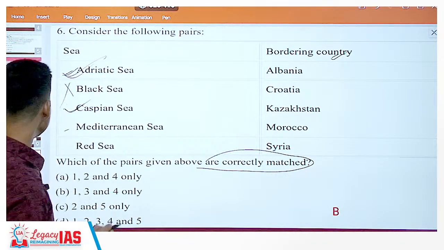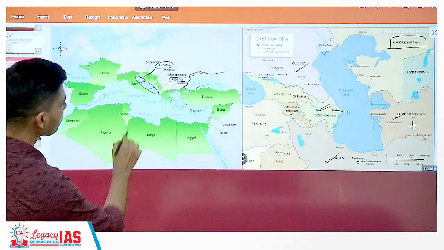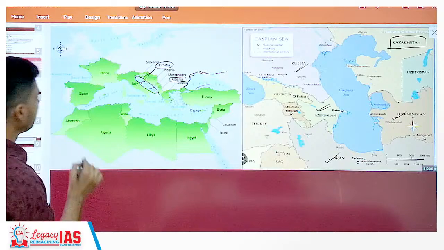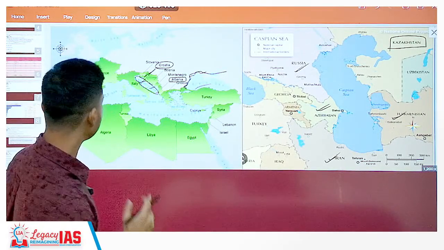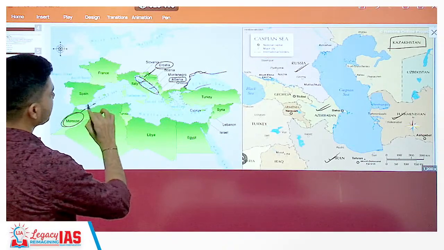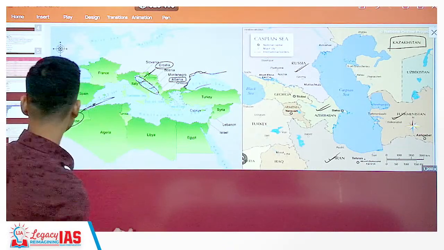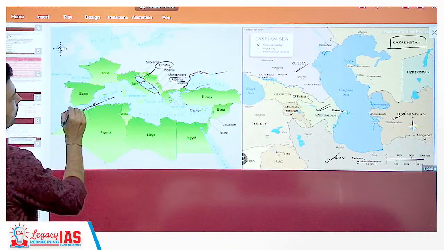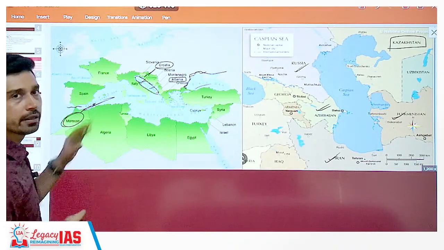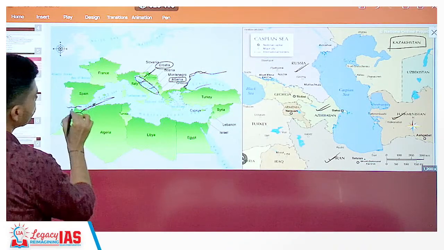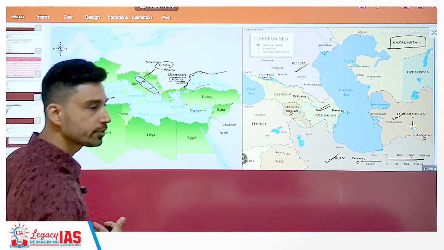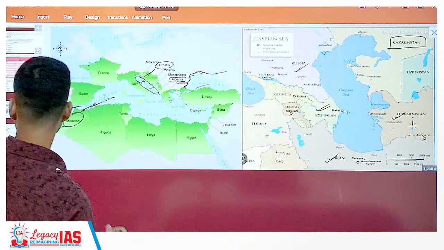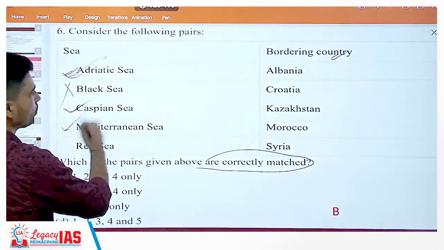Fourth is Mediterranean Sea and Morocco. So, this is the Mediterranean Sea, and here we have Morocco, which is a Western African country. Morocco indeed has a border with the Mediterranean Sea, and the strait that connects the Mediterranean Sea to the Atlantic Ocean is also located here, called the Strait of Gibraltar. The Strait of Gibraltar is situated around the Morocco region itself. That means this is also a correct statement.